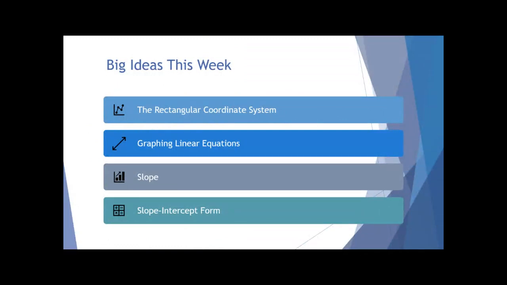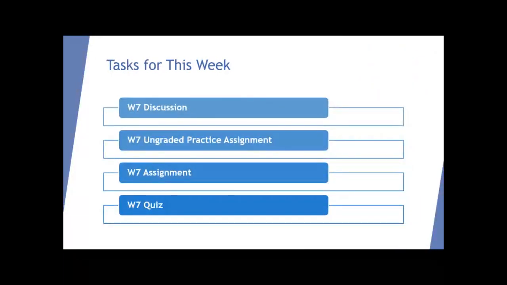So we're basically looking at what the rectangular coordinate system is. We're going to spend a lot of time on graphing linear equations, slope, and slope-intercept form. So a lot of it is about lines and their equations and what they look like. So this week you have your discussion, the ungraded practice assignment, the assignment, and then the quiz.